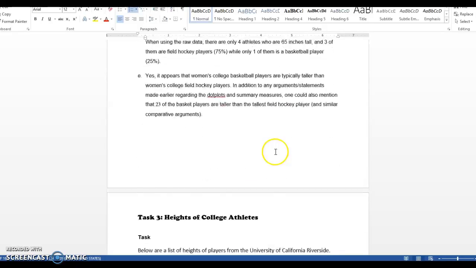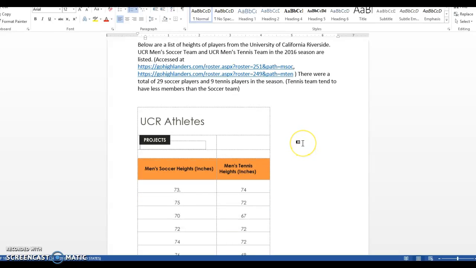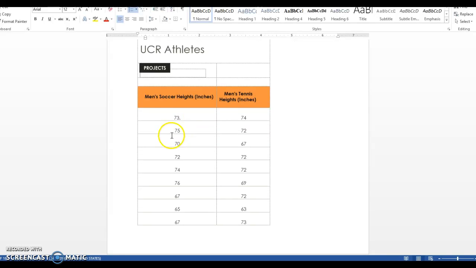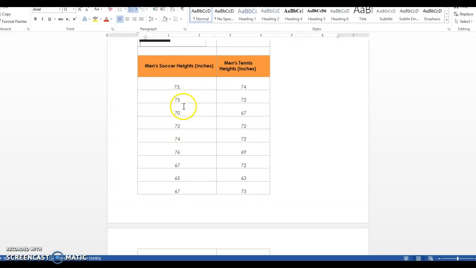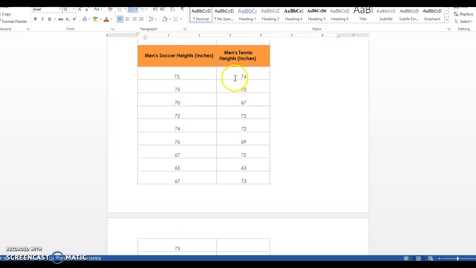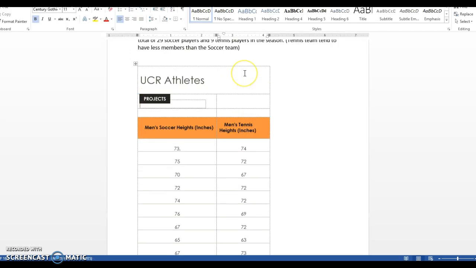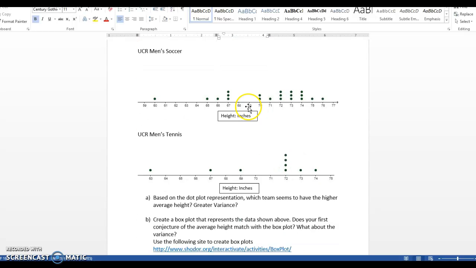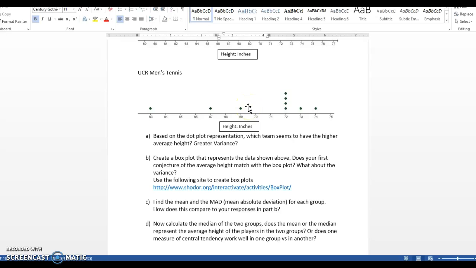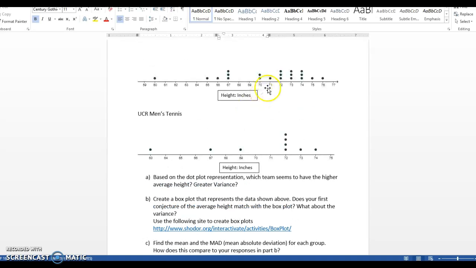Now for the task that I chose, I decided to use my old school UCR's athletes, and I made a spreadsheet of data for the students as well, to note that there's a big difference in the amount of athletes in the different sports. So we have men's soccer heights and men's tennis heights. Students would think that there will be a big difference in means between the two groups just based upon the data, based upon the dot plot.